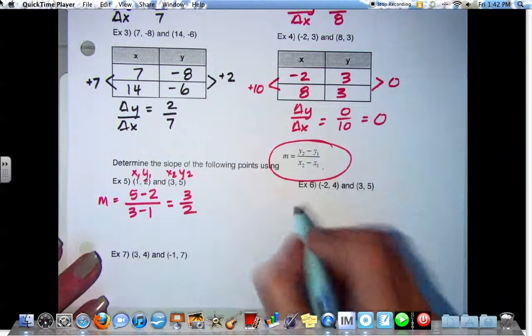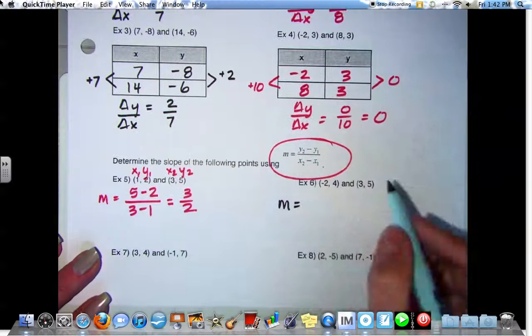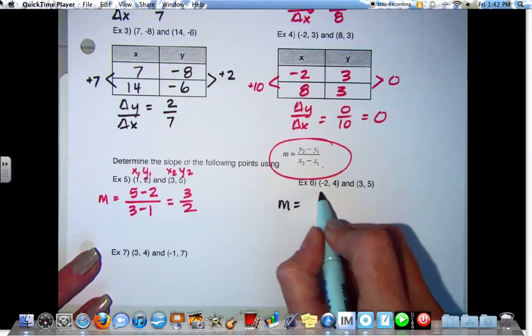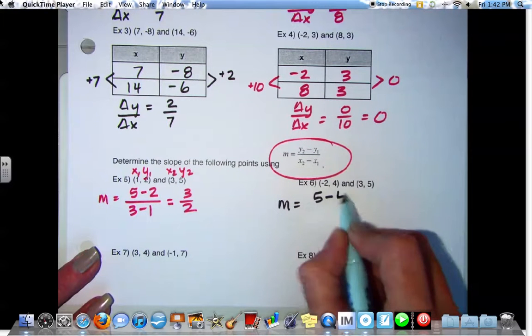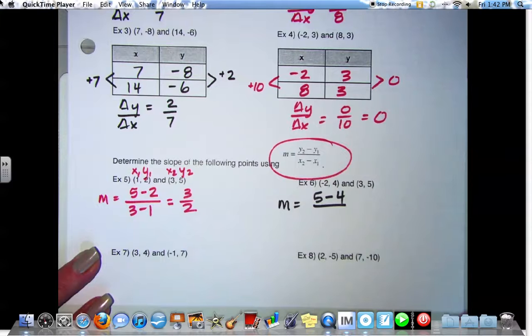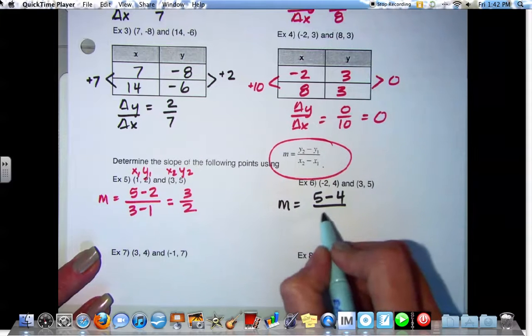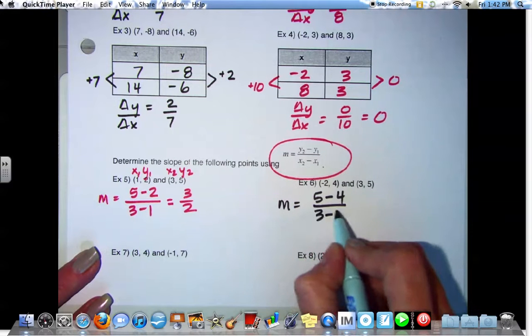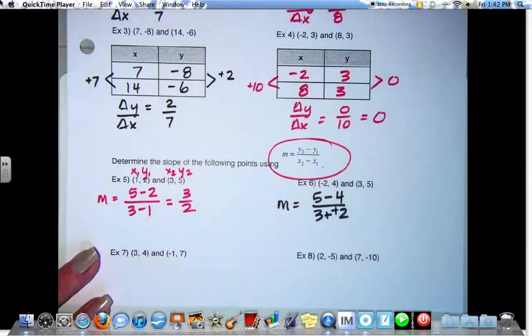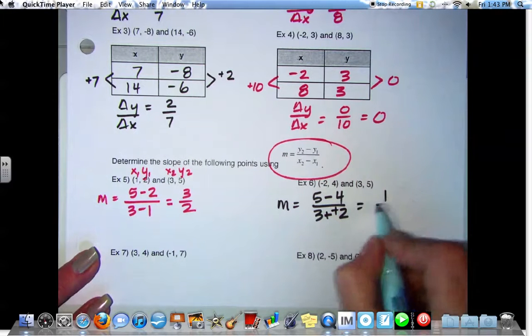All right, example 6. What's my y2 value? 3. 5 minus 4. Negative 2. Oh, my x2 value. I did that wrong. Then 3 plus 2. Right, 3 minus a negative 2 becomes 3 plus 2, which equals 1 over 5.